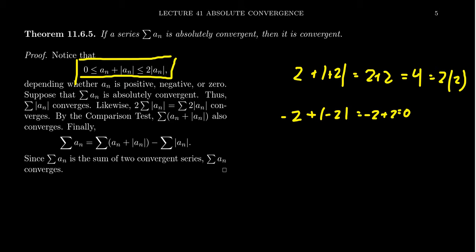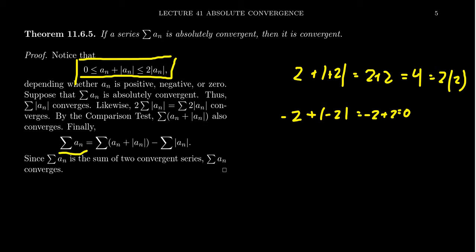Well, if the series involving absolute values is convergent, then 2 times that series will also be convergent. Or if you want to bring the 2 inside, the sum of 2 times the absolute value of a_n is a convergent series. And so we're going to make a comparison onto this series right here. So by the comparison test, because this series is convergent, this series has to be convergent because it's smaller than 2 times the absolute value of a_n. So the sum of a_n plus the absolute value of a_n, that likewise is a convergent series.